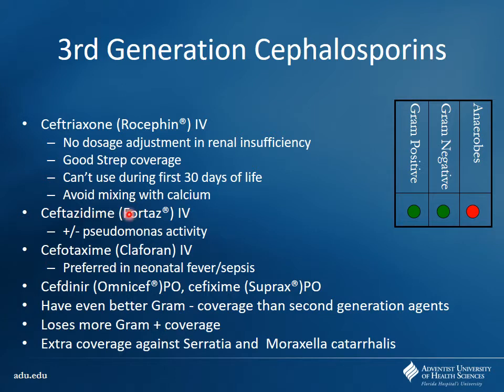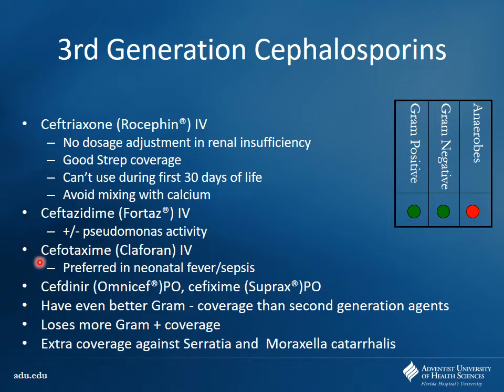Next, you have ceftazidime or Fortaz. This one is used very, very infrequently, maybe because it has rapid development of resistance to it. It does have some good pseudomonal coverage for a little bit, but then it ends up becoming resistant. So this one I do not see used very commonly. Usually like some very specialized ID kind of cases.